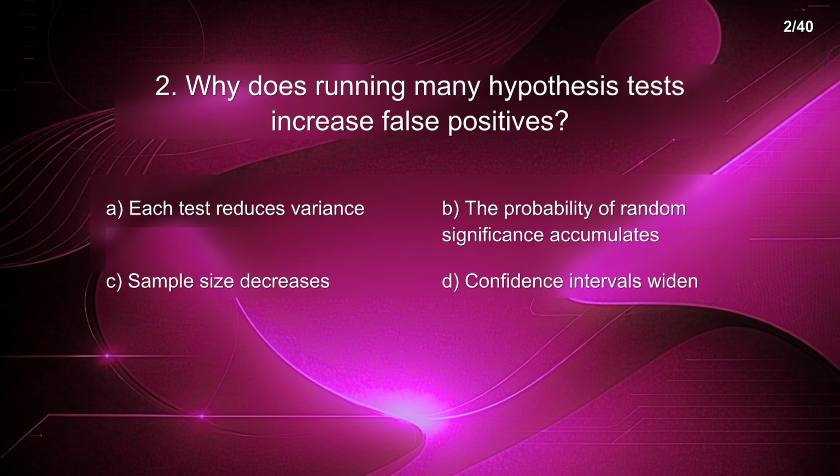Second question. Why does running many hypothesis tests increase false positives? A. Each test reduces variance. B. The probability of random significance accumulates. C. Sample size decreases. D. Confidence intervals widen.